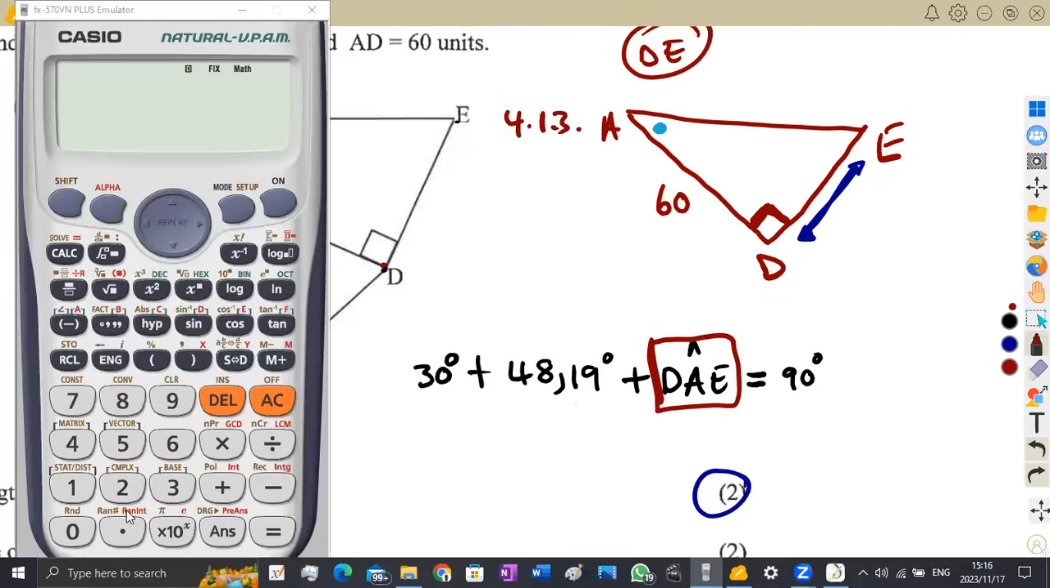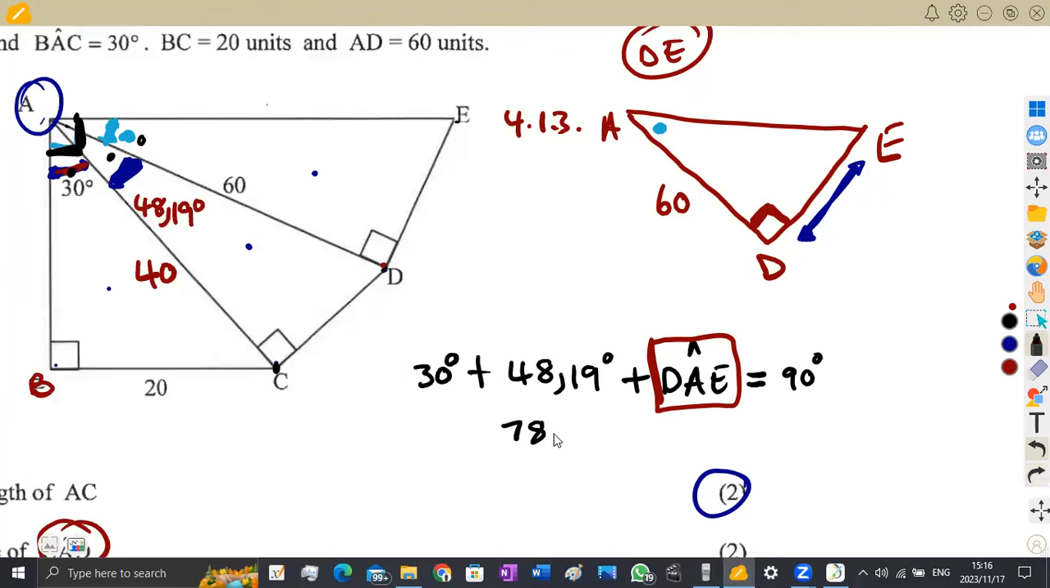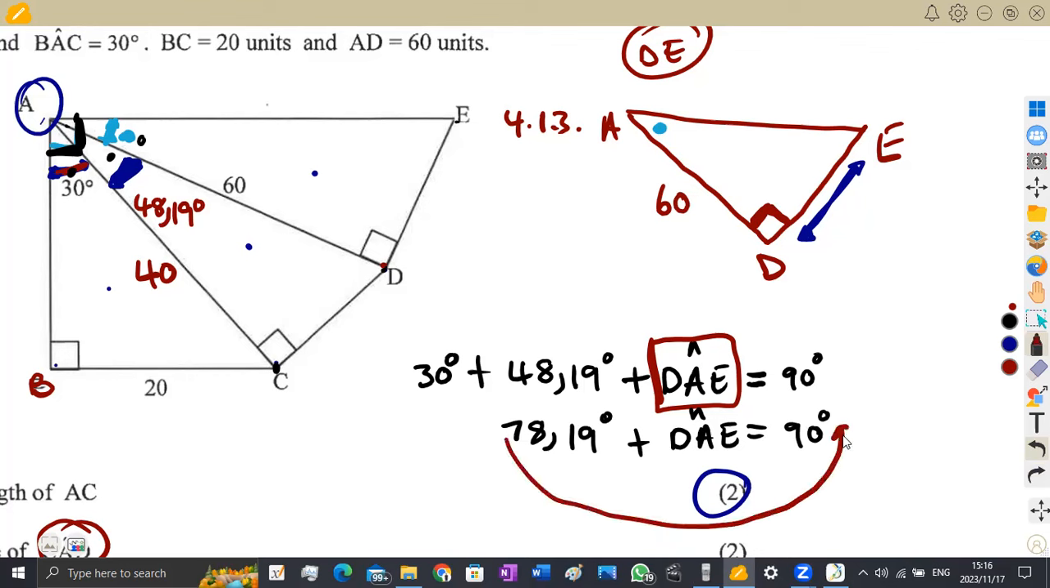So the first one, 30 plus 48,19, which is going to give us 78,19. All right, so this is going to give you 78,19 degrees plus angle DAE, which is going to give you 90 degrees on the other side. So what you're going to do is to transpose this to the other side, take it to the other side.